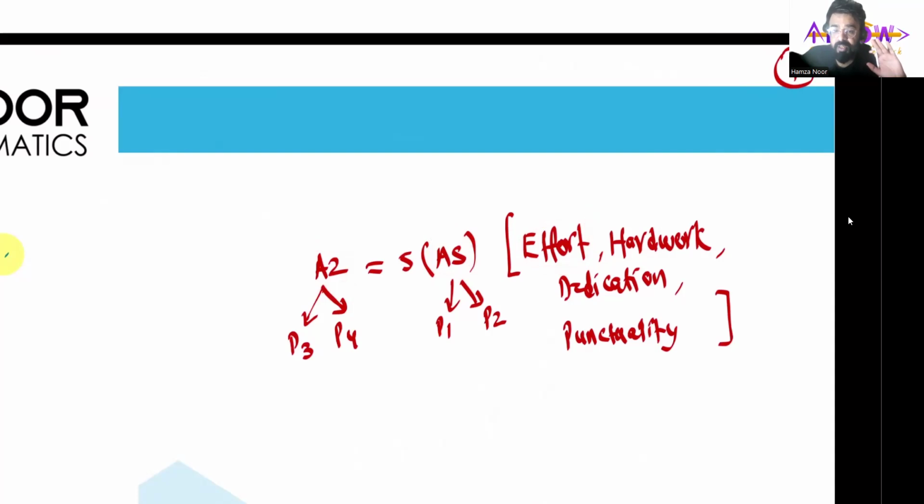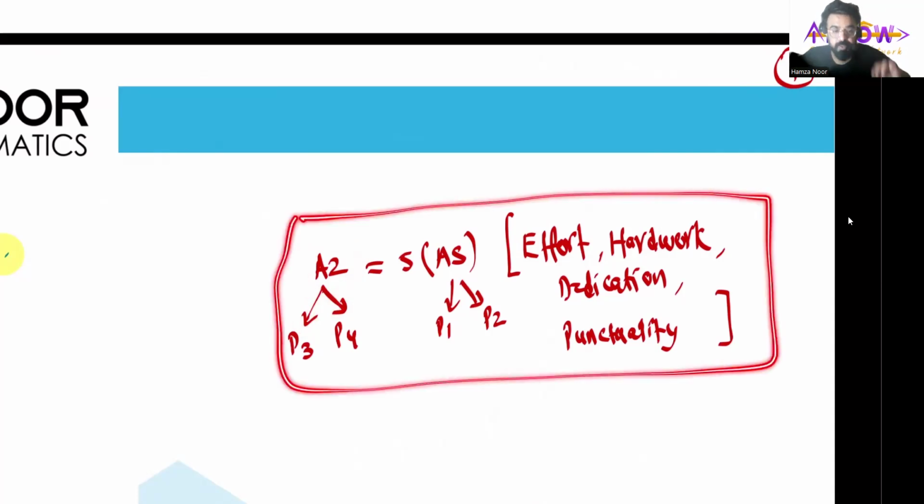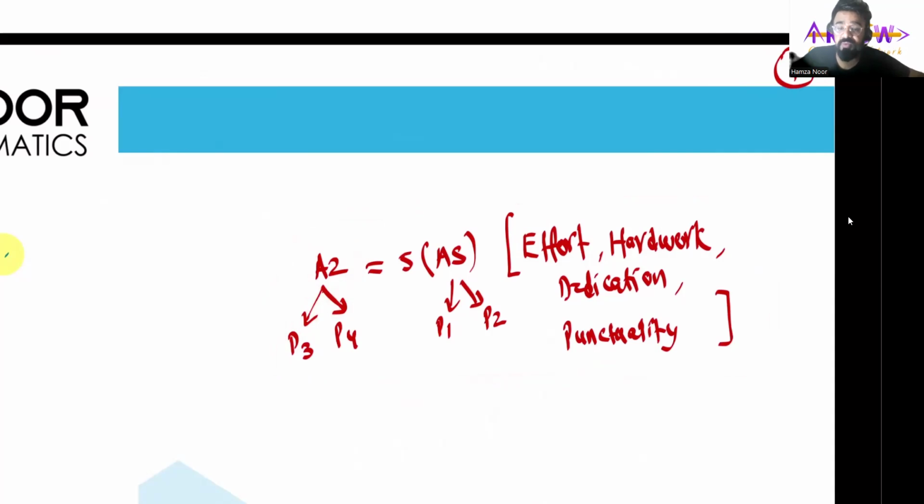By punctuality I mean the least absenteeism. You should attend the maximum number of classes properly, from beginning till end. No more absenteeism, please, for God's sake. So in A2 you need to put in 5 times that effort. I'm collectively talking about P3 and P4. You just need to remember this equation throughout the year: A2 equals 5 times AS.